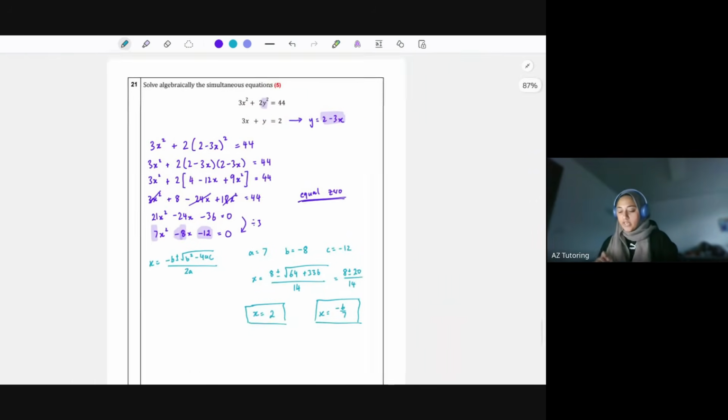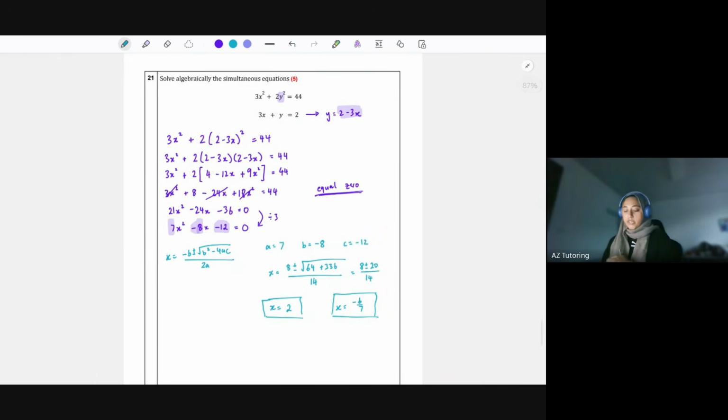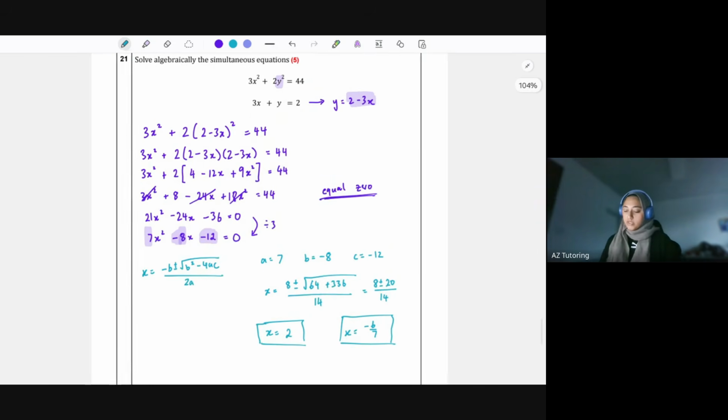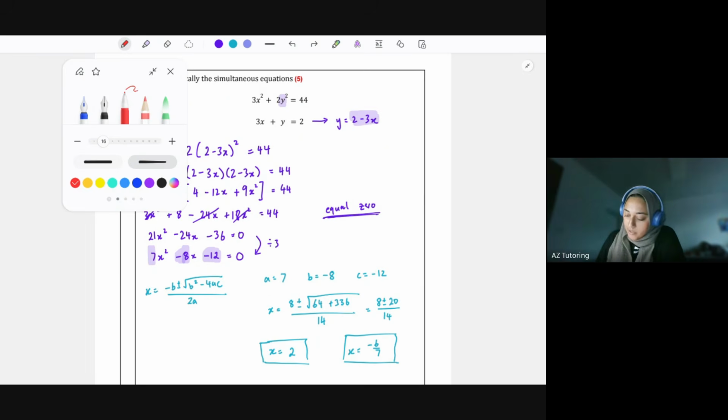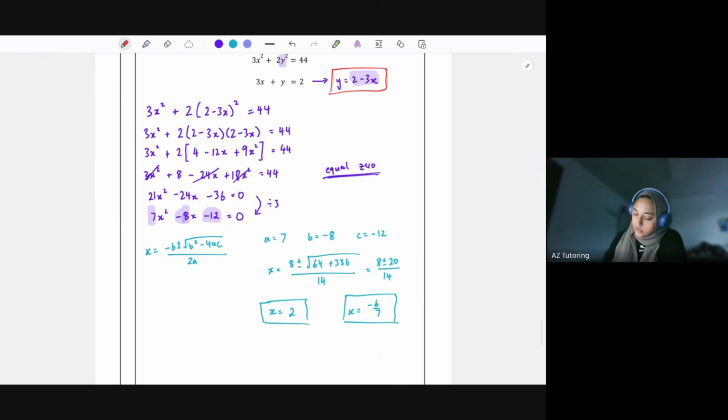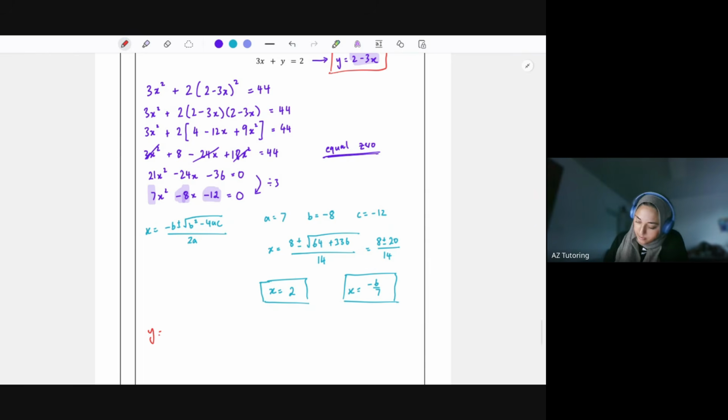Okay, so we've got 2 answers for x, but we're not finished there because we need to find our y's. So to find the y's, we need to substitute back into one of these equations and find out y. Now, you can do it into any, but why would you choose the first one? You're just making it complicated for yourself because there's squares there. So I would recommend using this one here where I've already rearranged it and y is the subject. I'm just going to write this down here. Y equals 2 minus 3x.